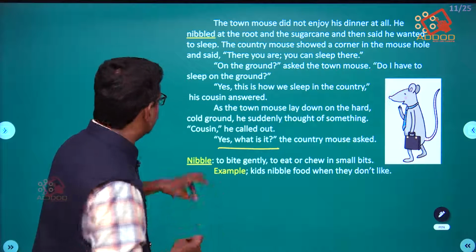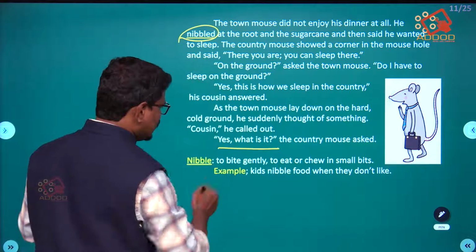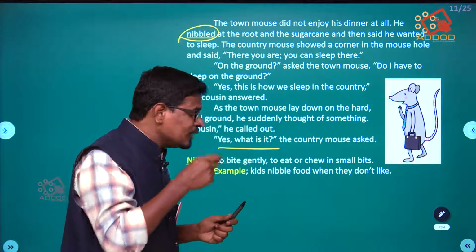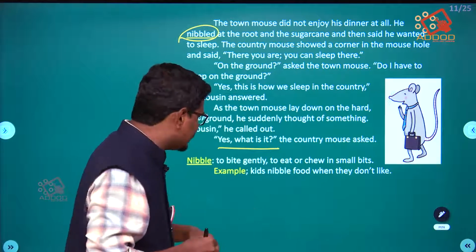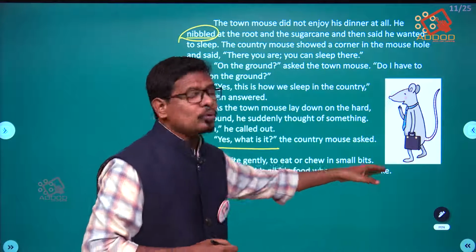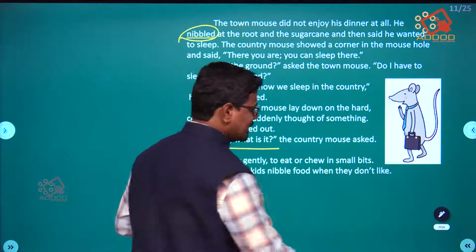You have a word, nibble, which means to bite gently, to eat or chew in small bites, as I told you when we don't like the food. Example: Kids nibble food when they don't like it.